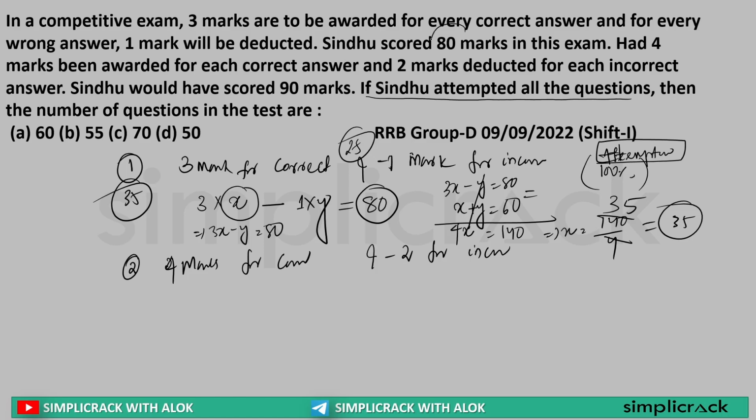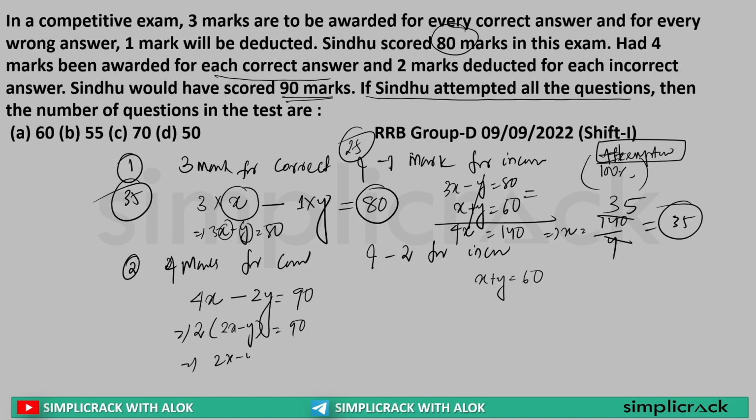And he is getting 80 marks out of it. Clear? Now it is saying if 4 marks are awarded for each correct answer and 2 marks deducted from each wrong answer, he should have scored 90, and x plus y still will be 60. Yes or no? Yes. Now to solve this, I can take out 2 over here. So 2x minus y is equal to 90 by 2, which is equal to 45.